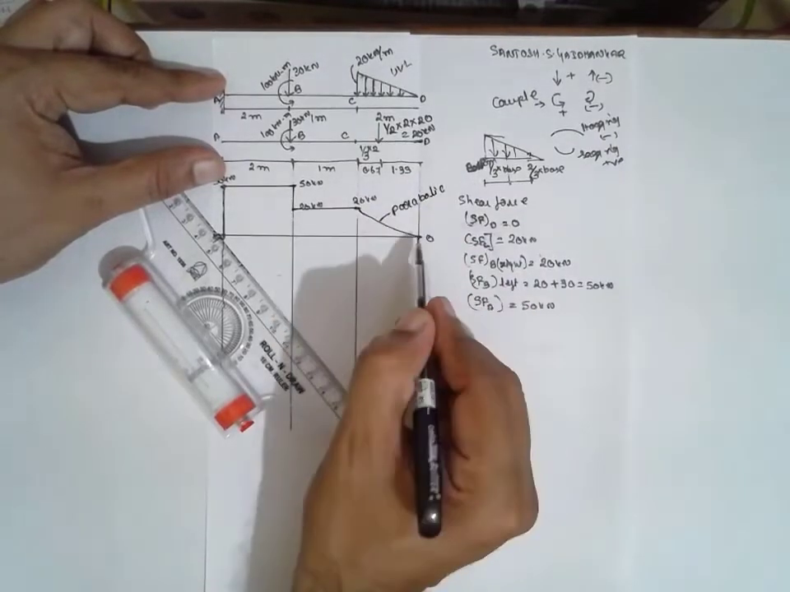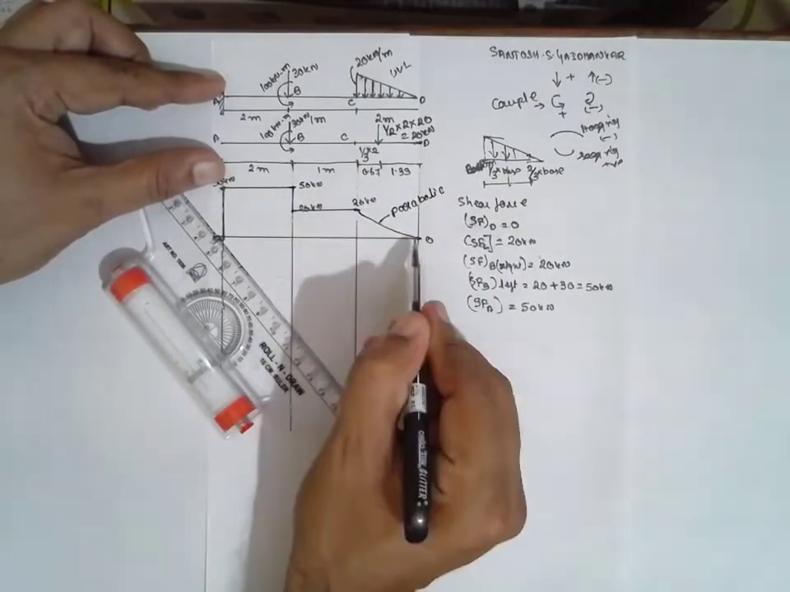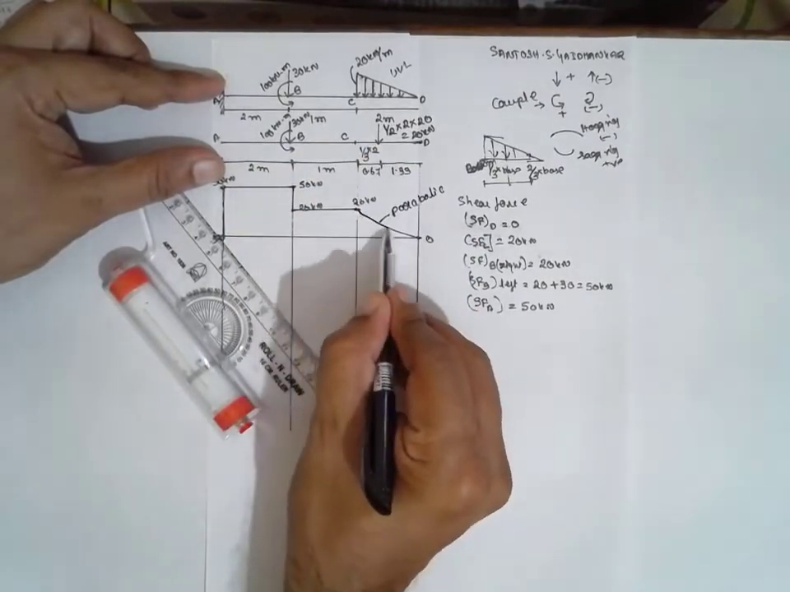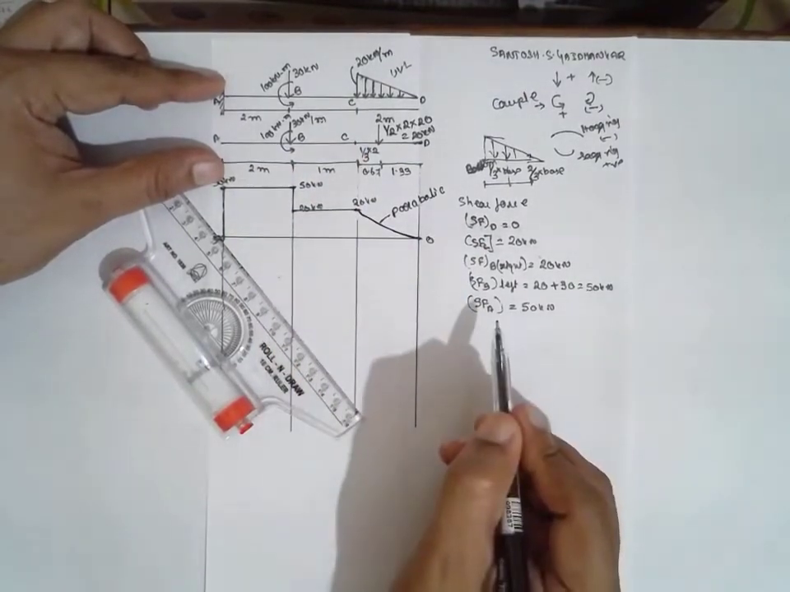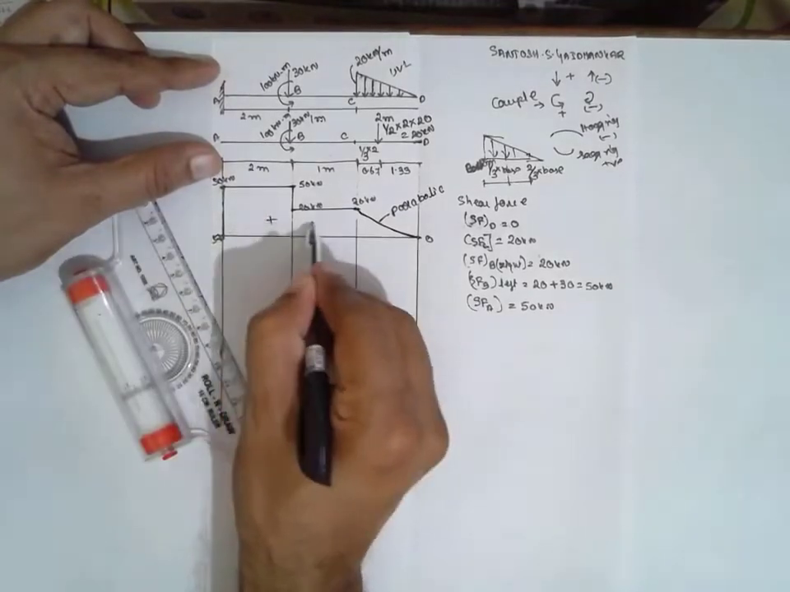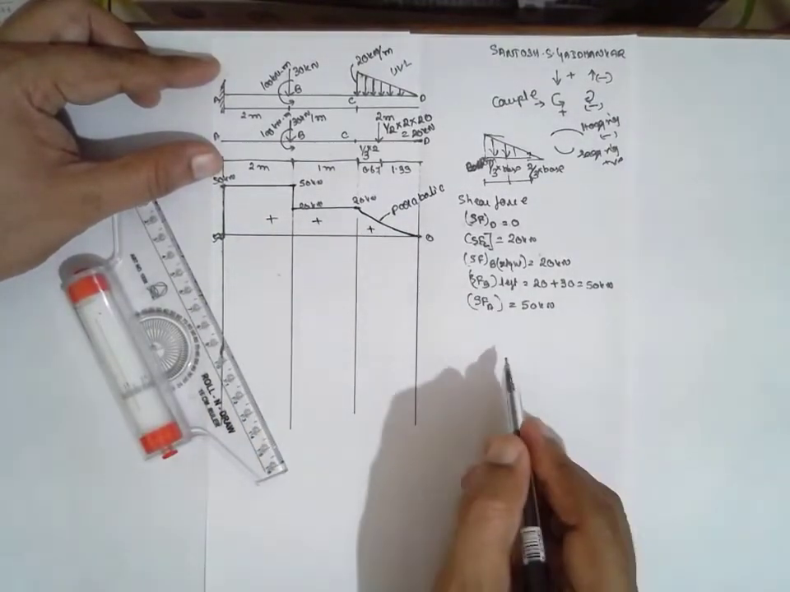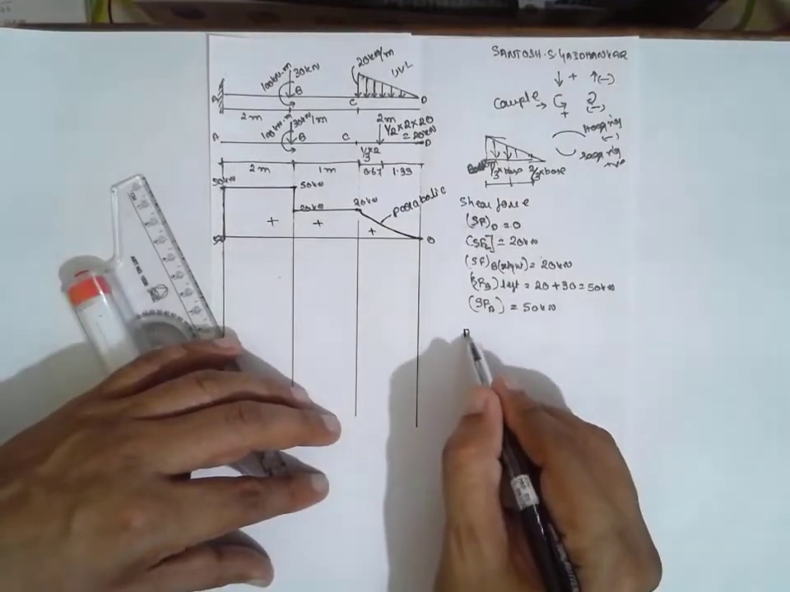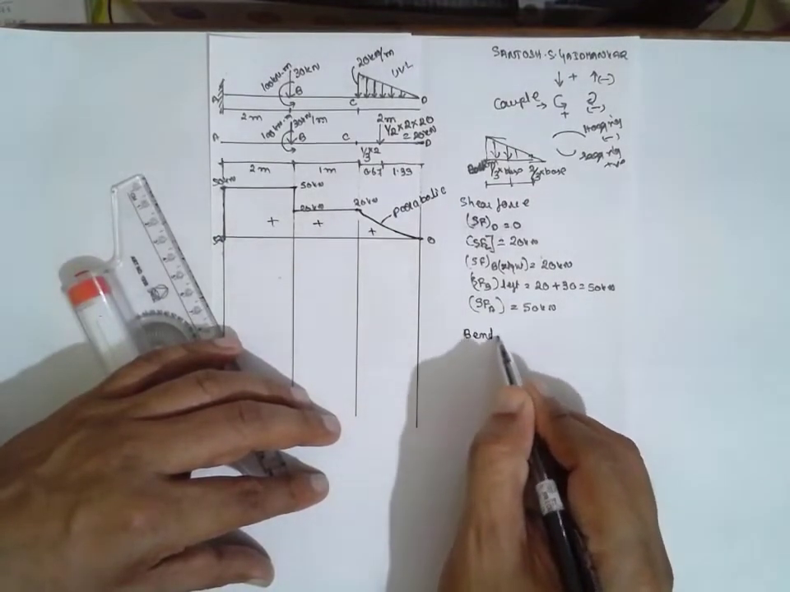If it is increasing, then you have to draw in this way. It is decreasing now, therefore a parabolic curve in this way you have to draw. This completes your shear force diagram. Now we are going for bending moment. Bending moment diagram.